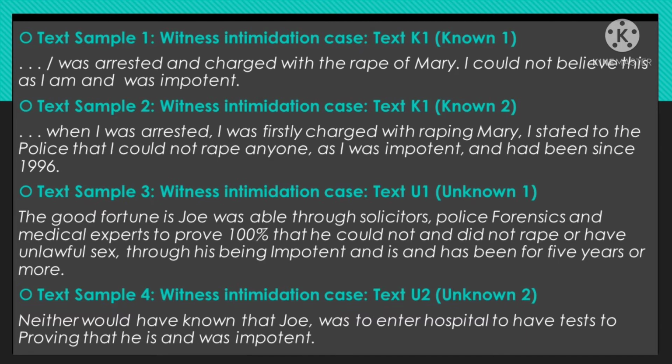Text U1, unknown 1: The good fortune is Joe was able through solicitors, police, forensics, and medical experts to prove 100% that he could not and did not rape or have unlawful sex through his being impotent and is and has been for 5 years or more. Text U2, unknown 2: Neither would have known that Joe was to enter hospital to have tests to proving that he is and was impotent.